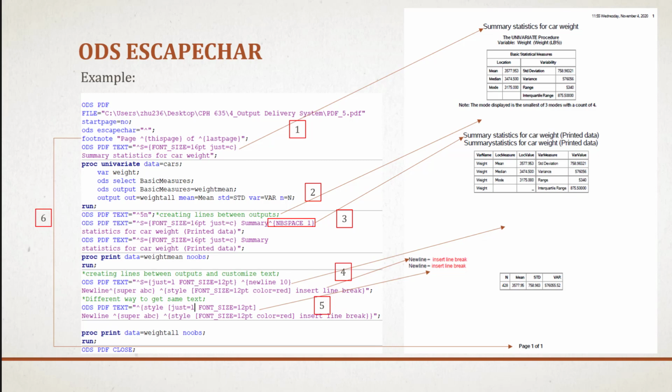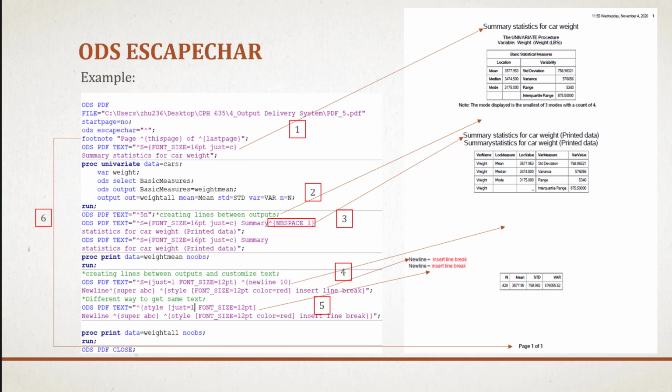In example 3, we add 1 space between summary and statistic to separate the 2 words from different lines in the SAS code. In example 4, we add 10 lines by using caret newline 10 within the ODS PDF TEXT and create a text with superscript in different styles in the same line. In example 5, we use a different way to define the same style we see in example 4.